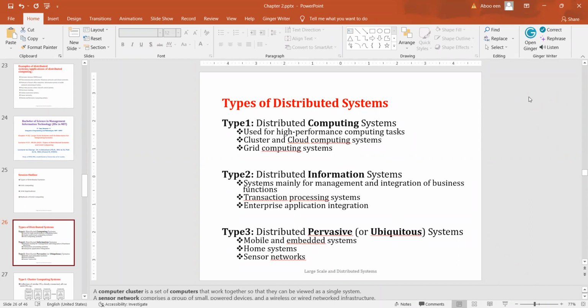Okay, the second type. What is the second type of distributed systems? Distributed information system. Okay, great. So the first type we looked at was the distributed computing system. The second type is the distributed information system.